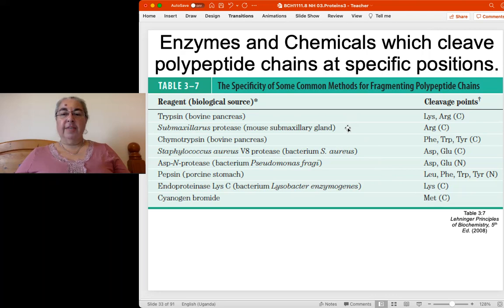And here you can see that there are a number of other enzymes that cut at different places. This protease cuts at the C-terminal side of arginines, chymotrypsin after phenylalanine, tryptophan, and tyrosine. What do these 3 amino acids have in common? I hope you're remembering, and so on. So we have a number of different ways of cutting up a polypeptide chain to produce smaller fragments.